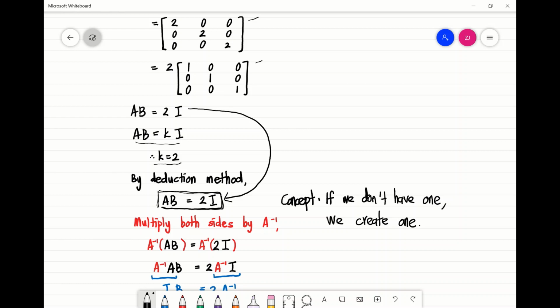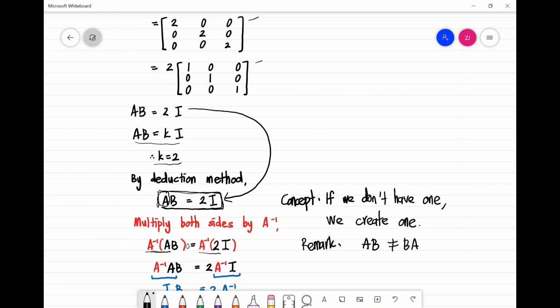But we need to bear in mind that matrix multiplication is not commutative, so we know AB is not equal to BA. So we have to be very careful when we multiply both sides by A inverse. We need to see the position. Because A here is at the front, we are going to put A inverse also at the front. We cannot put it behind. So if we do it for the left hand side, we must do the same for the right hand side. We put the A inverse at the front. So A inverse times AB equals A inverse times 2I.